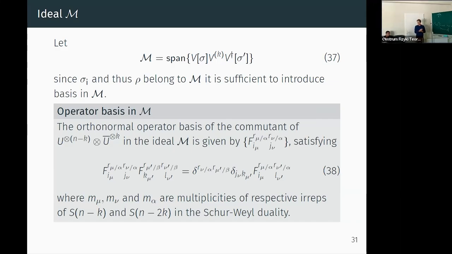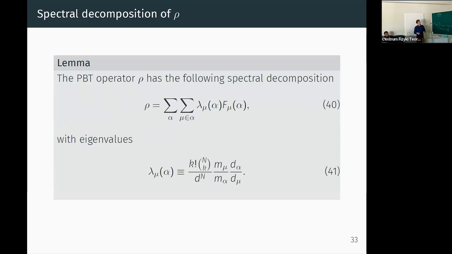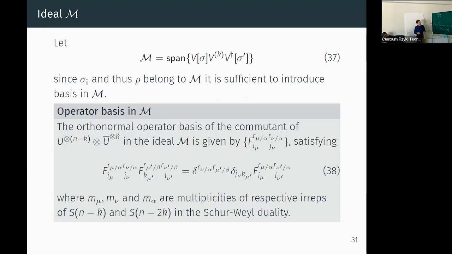And so, just maybe a high level question: why bother about this ideal? Yeah, very good question. This ideal is of relevance because both the sigma i's and rho belong to this ideal, and all elements that are important in the description of the performance of PBT protocols live in this ideal.